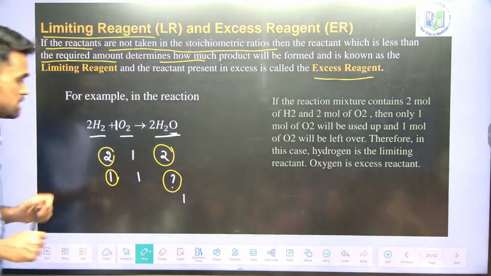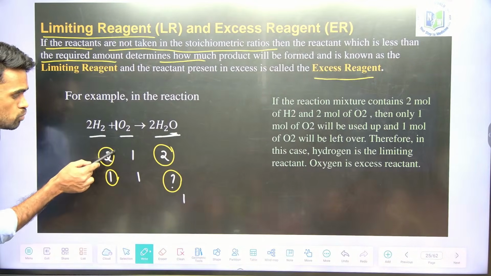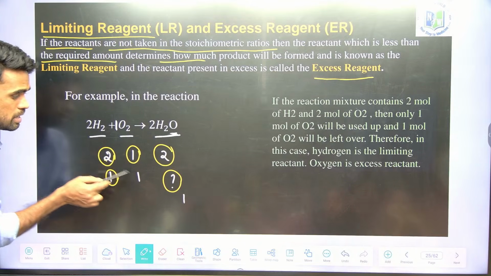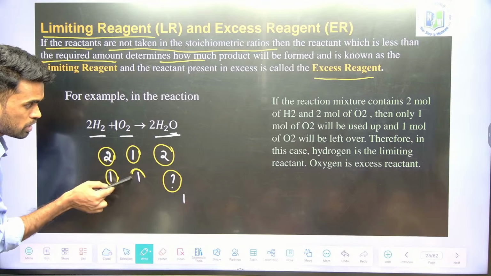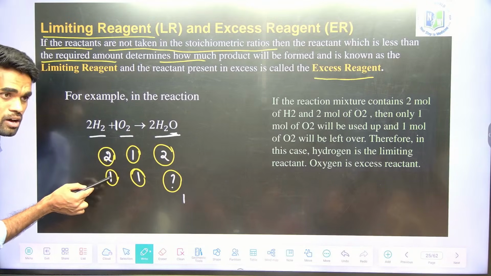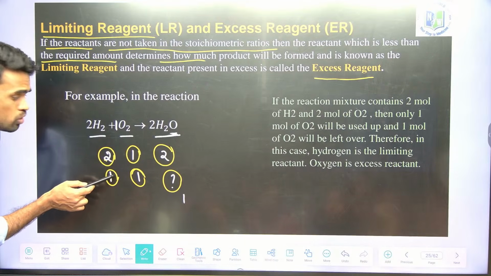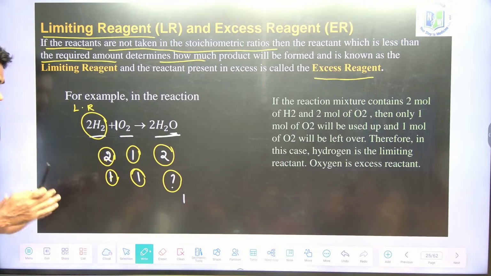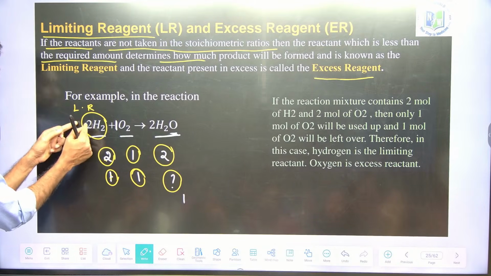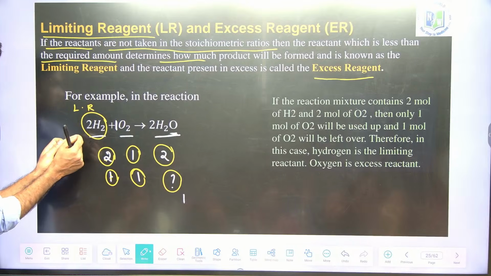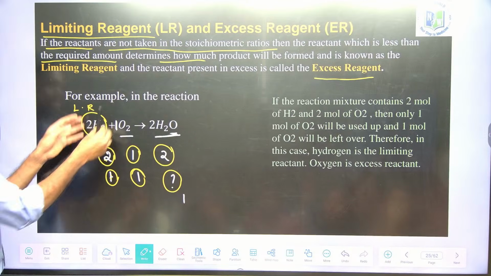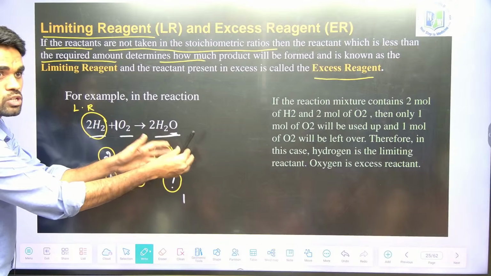See, for example here, for every 1 mole of O2, how much quantity of H2 do we require? 2. For every 1 mole of O2 we require 2 moles. But how much are we having here? 1 mole only. So it means H2 is now considered the limiting reagent. So our calculation should be done with respect to the limiting reagent only, because that one is lesser in quantity.